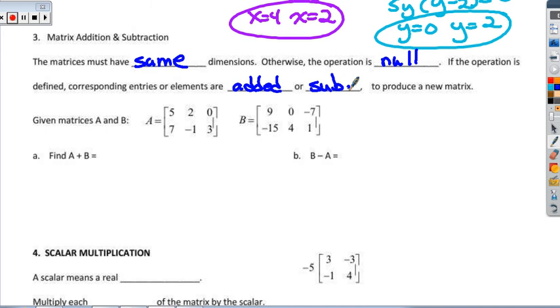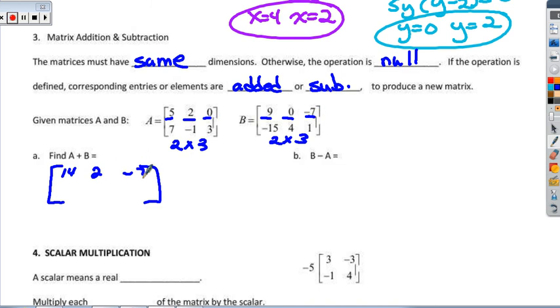So I'm given matrices A and B. I can see each of these is a 2 by 3 matrix. Since they have the same dimensions, they can be added together. Our resulting matrix will also be a 2 by 3. And we're just going to add elements in the same position together. So we're going to get 14, then we'll get 2, negative 7, and then continuing on, here we get negative 8, 3, and 4.